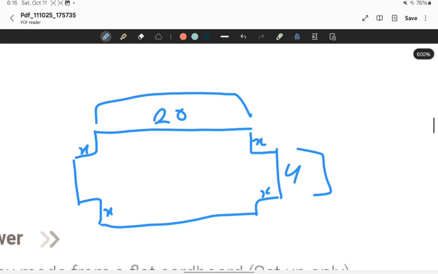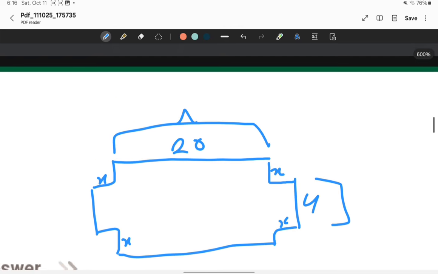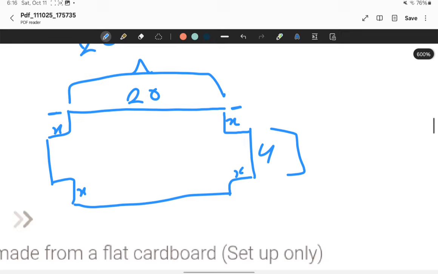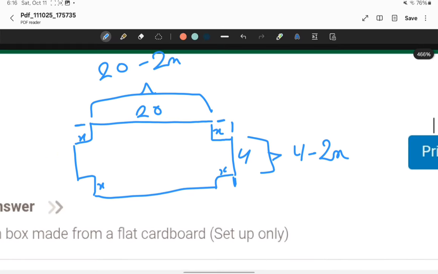So this part up top here is going to be what? It's going to be 20 minus 2x, right? Because we removed x from here and we removed x from here. And same thing with the 4. Here it's going to be 4 minus 2x because we removed x from here, x from here. So these multiplied together give you the base. So I'll just write that down now. 20 minus 2x times 4 minus 2x.